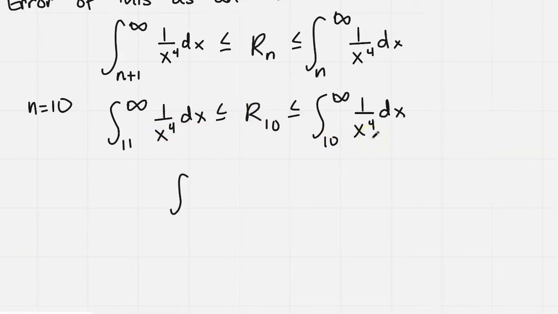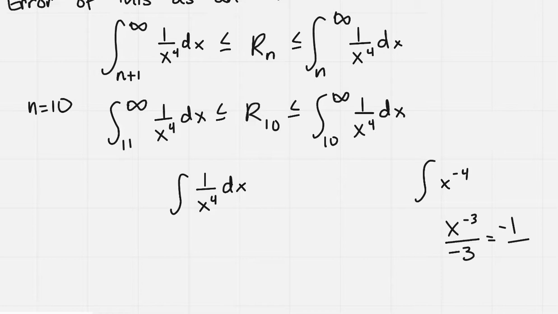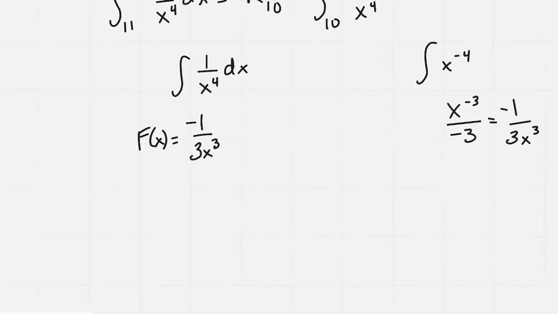So I'm just going to do the indefinite integral of 1 over x to the fourth dx, recognizing that that's x to the negative 4. So if I do some scratch work on the side, x to the negative 4, if I add 1 to the exponent, that's going to be x to the negative 3 all over negative 3, which can be written as negative 1 over 3x cubed. So the antiderivative is negative 1 over 3x cubed. That's going to be my antiderivative for the function, and so I'm going to utilize that.